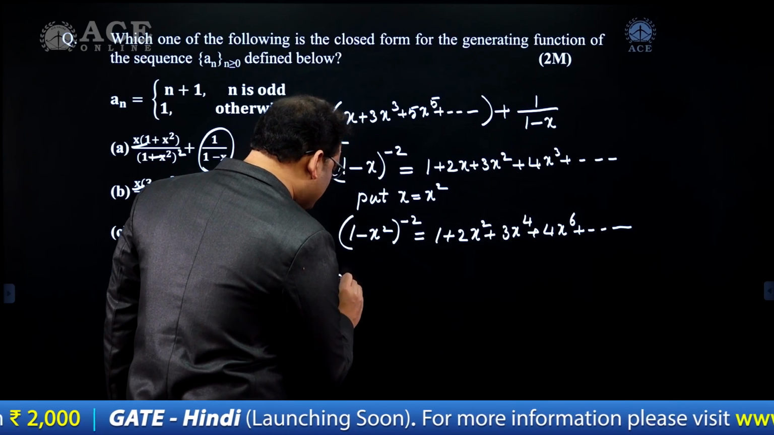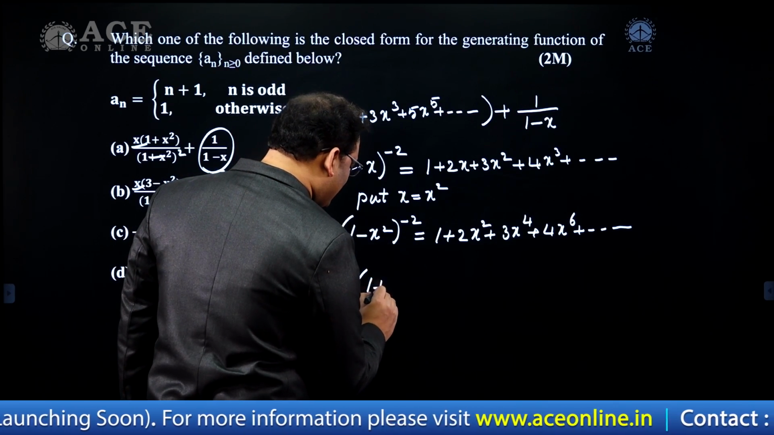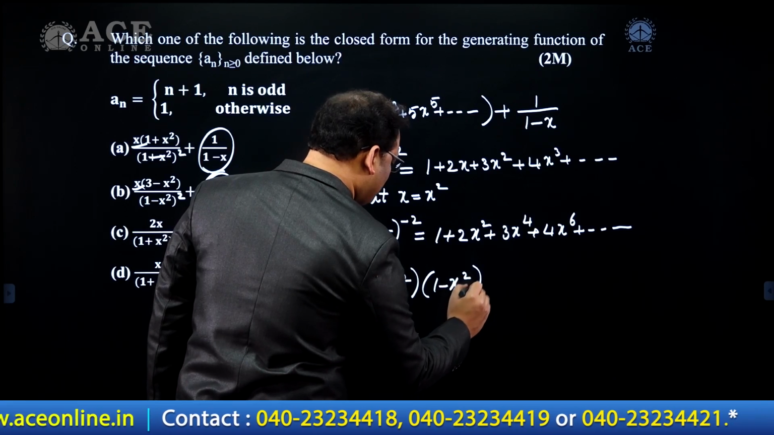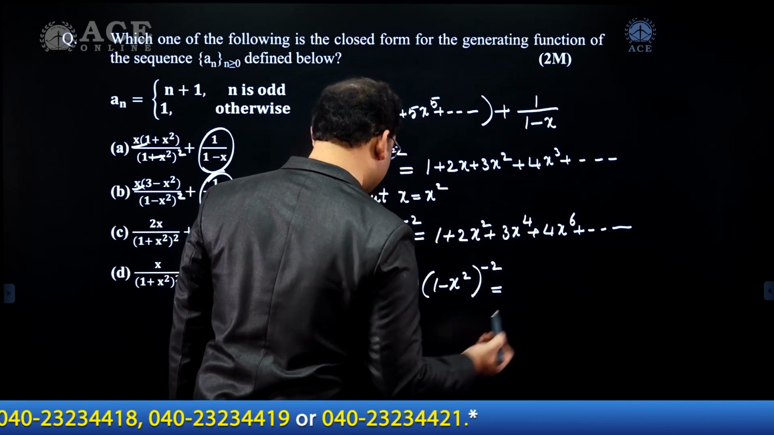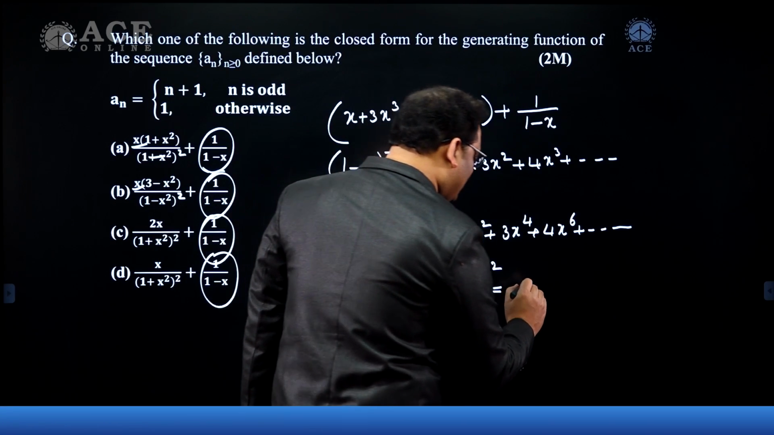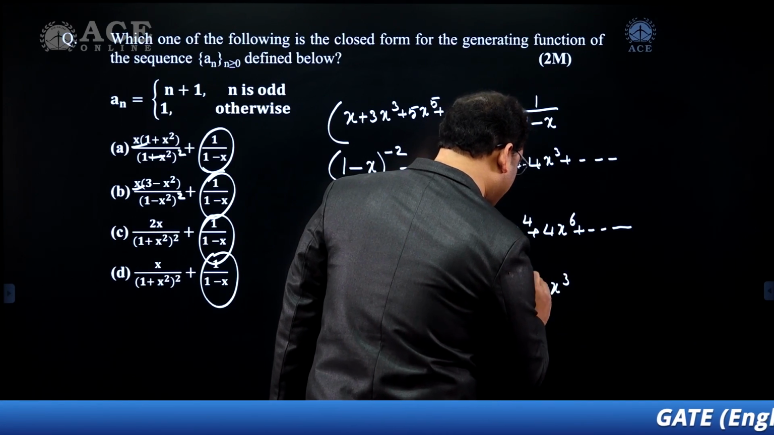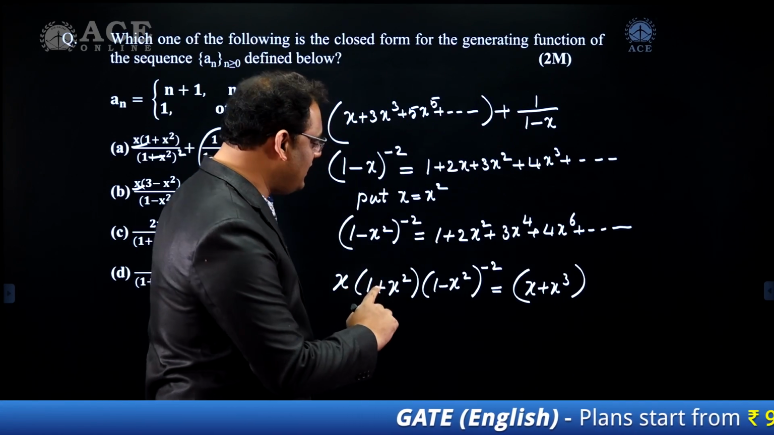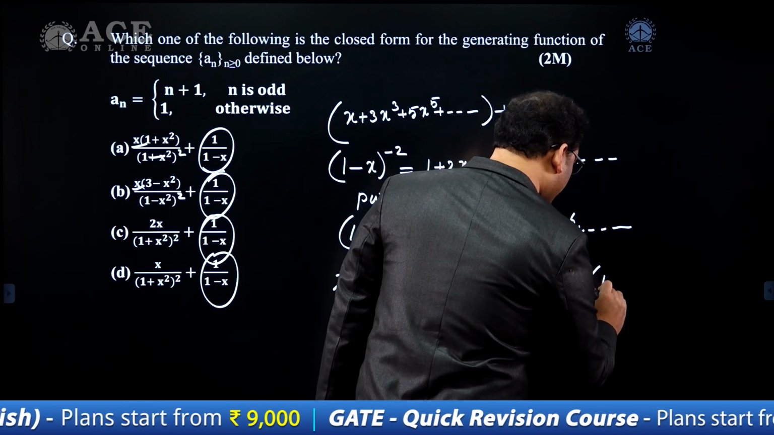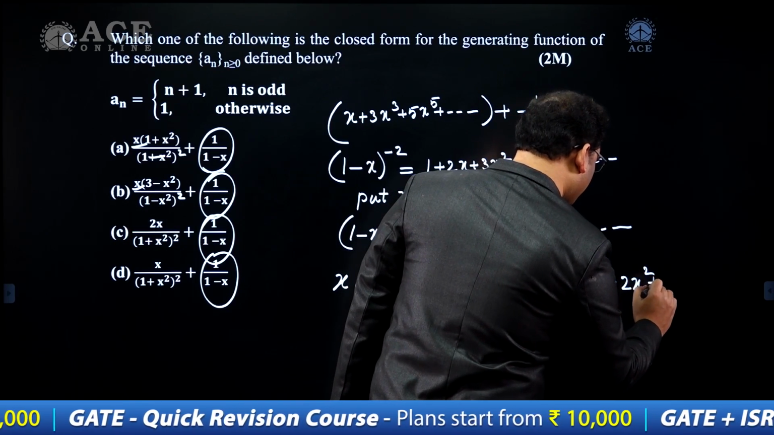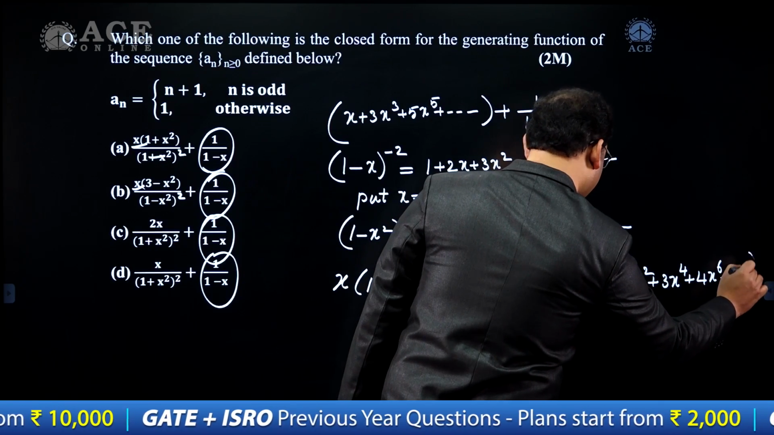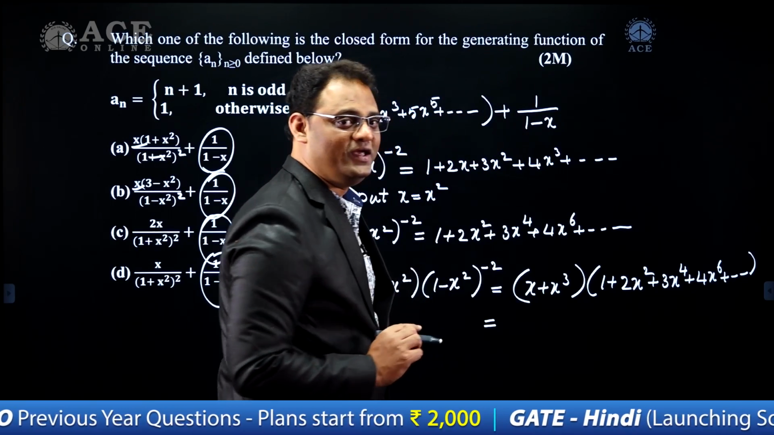Sir, if you multiply with x into 1 plus x square, then 1 minus x square whole power minus 2 like in this way, then what do you get? Sir, this part x into 1 plus x square is nothing but x plus x cube, and the second part 1 minus x square whole power minus 2 is 1 plus 2x square, 3x power 4, 4x power 6. Now let's multiply, you will get something.